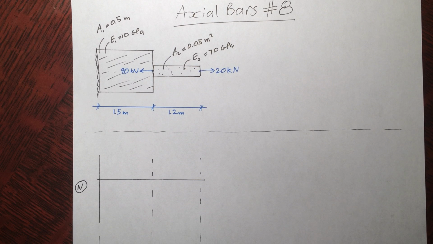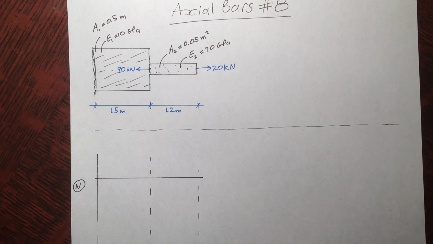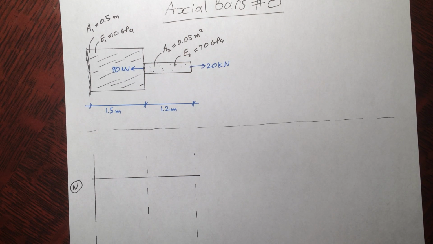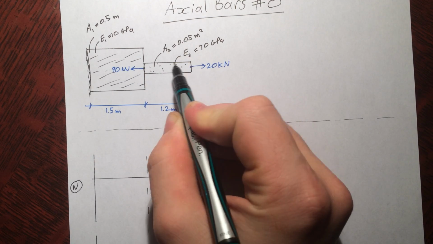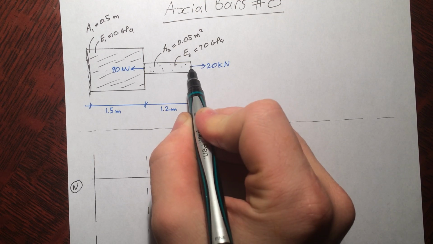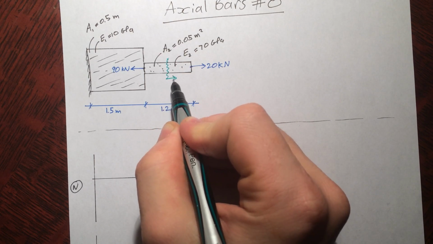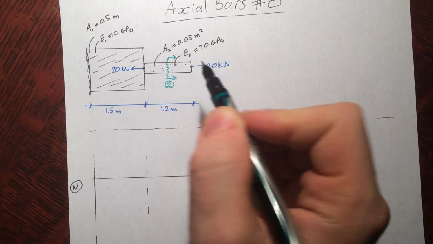In order to find the internal displacements, we need to find N, all the internal forces. In order to do that, we need to make cuts every time there is something that changes in our axial bar. So we start here and take a look. In this section here, A, E, and internal force are going to be constant. So we can make a cut anywhere along here. Alright, so we'll call that cut 2.